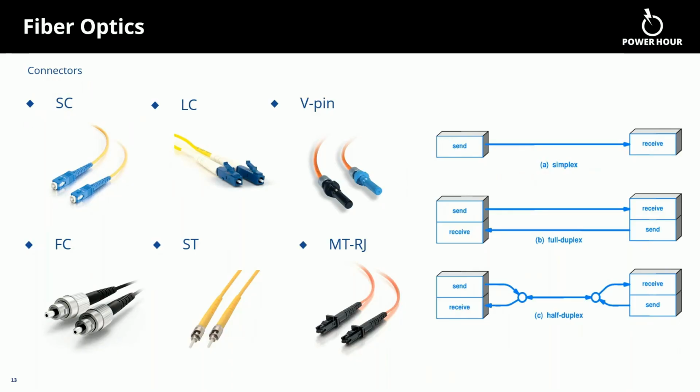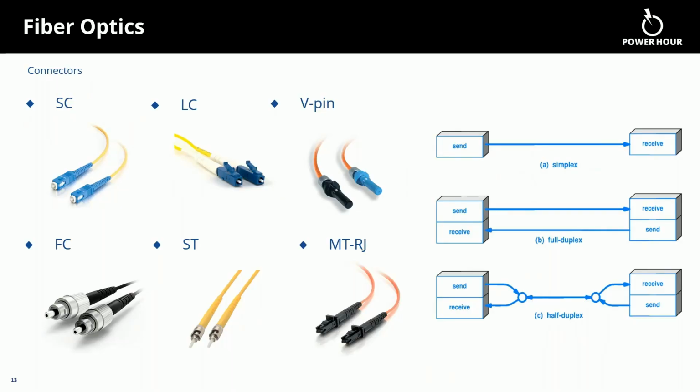Your V pin is pretty straightforward. It's a V groove pin. It coined the name from how it connects, as it does not use ceramic ferrules, but a V groove pin instead. Your FC is going to be your ferrule connector. The major difference here from others is that it uses a threaded screw-on connection style.